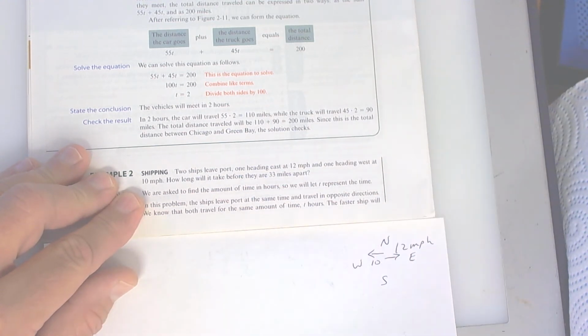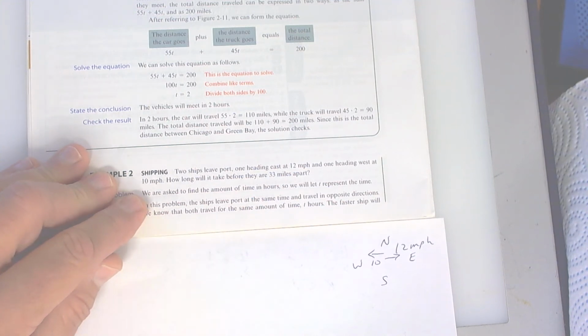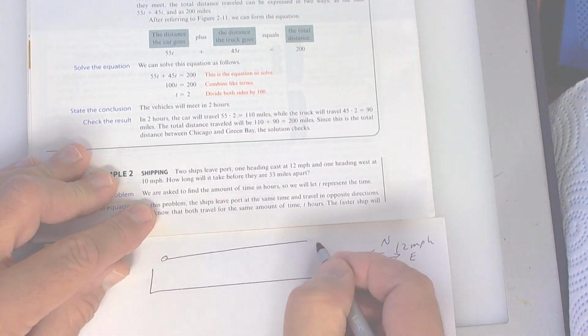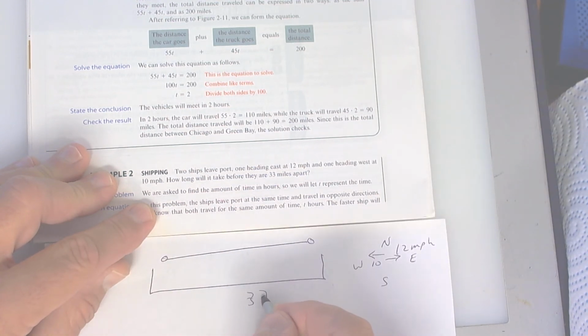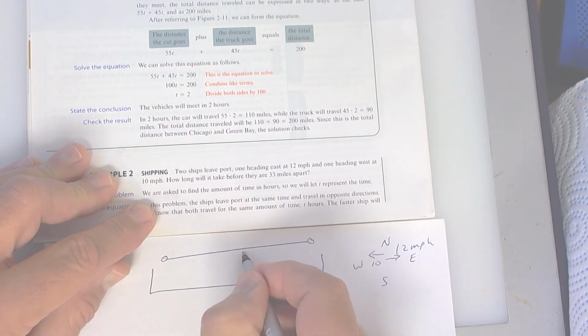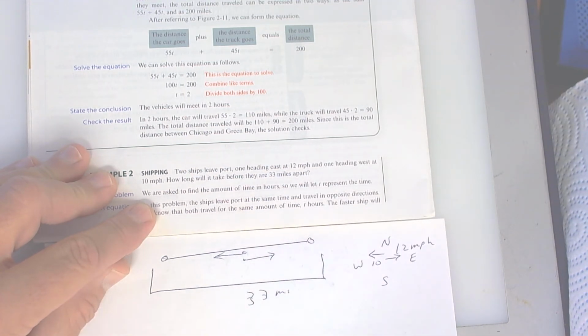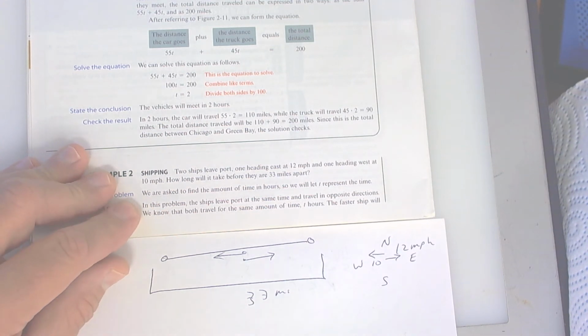The question is, how long before they're 33 miles apart? Okay, so you want to go a total of 33 miles from here to here. So one is going this way and one is going this way. When will they be 33 miles apart? Now the question is, did they leave at the same time?